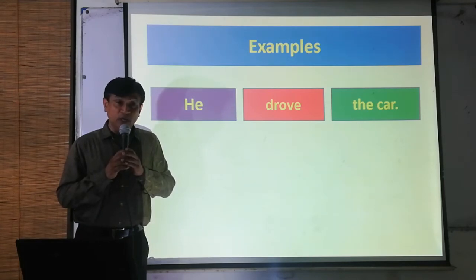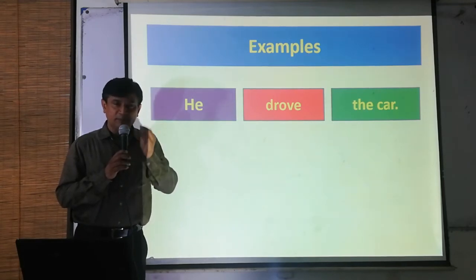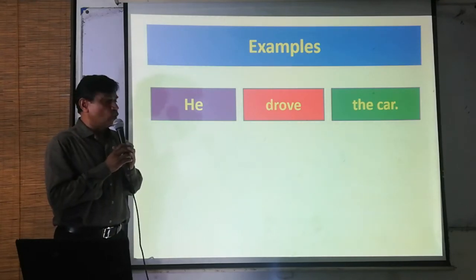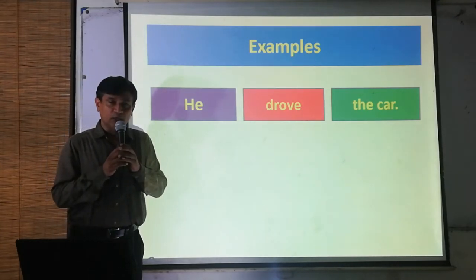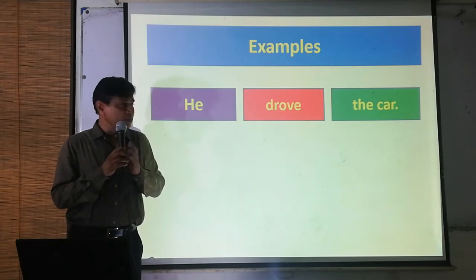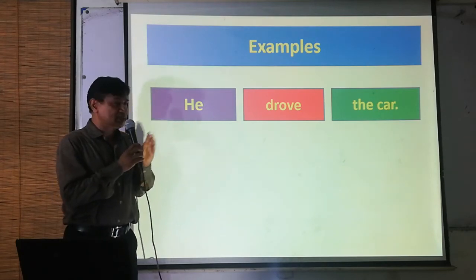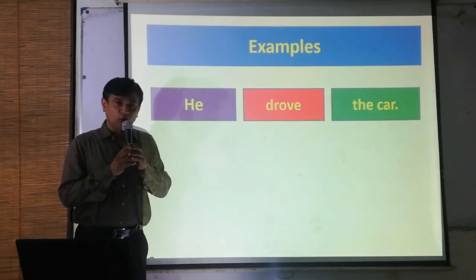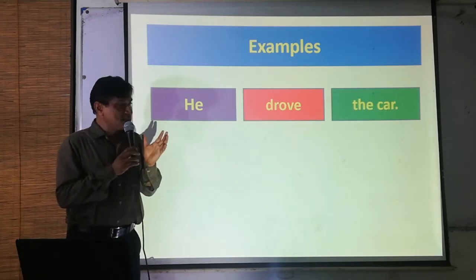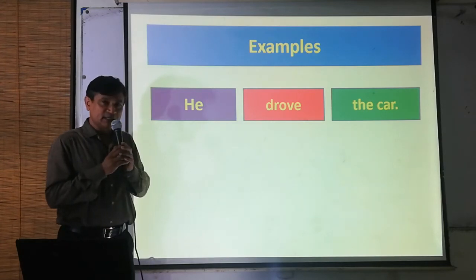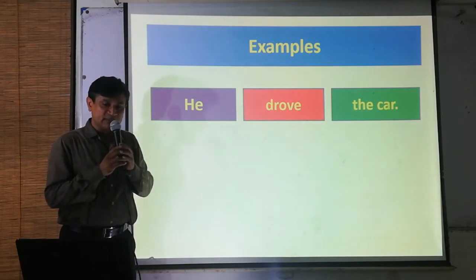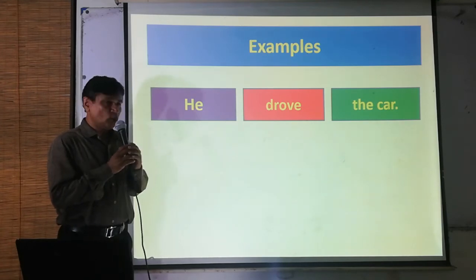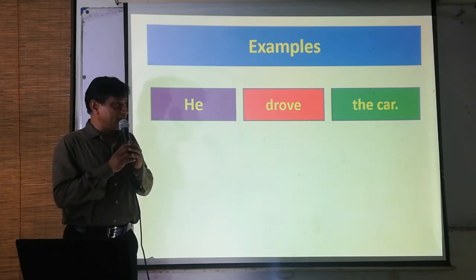Look at this example. He drove the car. Now in this example, he is the subject, drove is the verb, the car is the object. He drove the car. This is an active voice sentence. Now we are going to change this one into passive voice. We know what happens now.